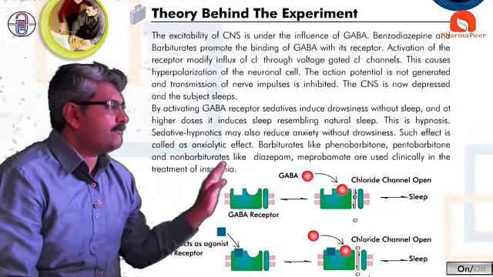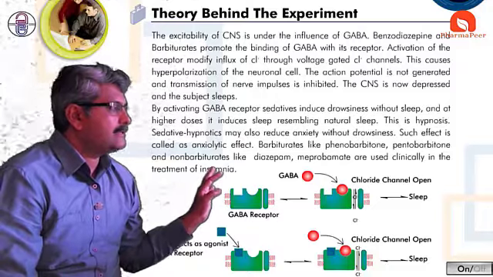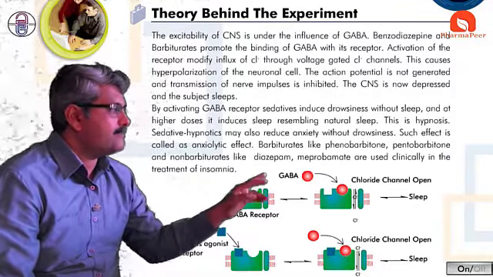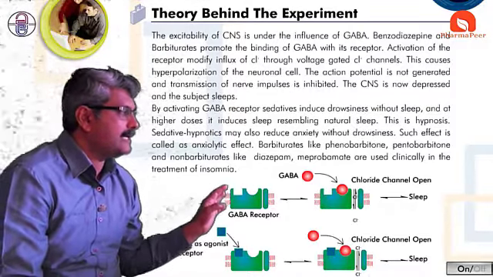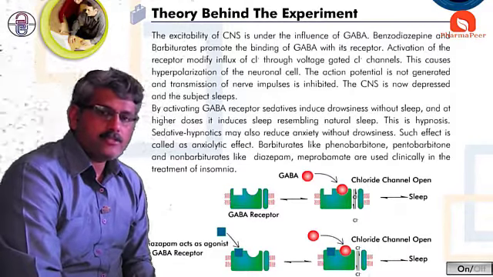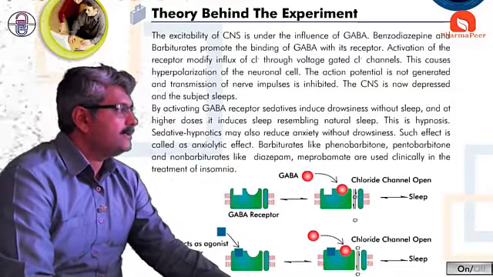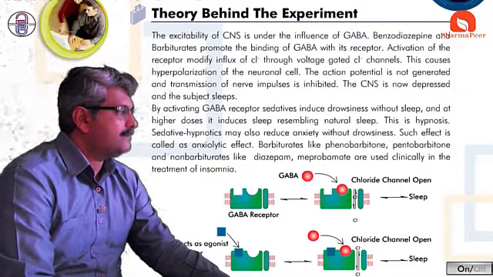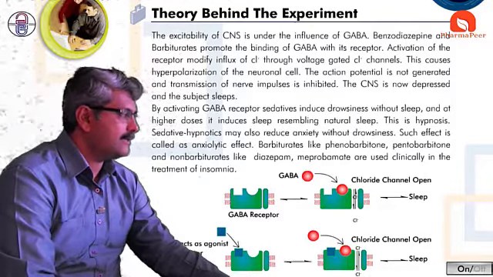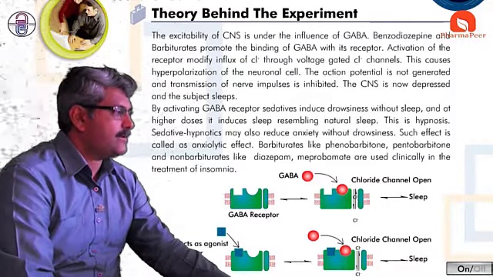Barbiturates like phenobarbital, pentobarbital, and amobarbital are derivatives of barbiturates. And non-barbiturates like diazepam and meprobamate are also used clinically for the treatment of insomnia. Insomnia is the absence of sleep. So this is the explanation about the GABA chloride channel: the chloride channel opens, chloride enters inside the cell, and induces sleep. Now let's see what is the next one.